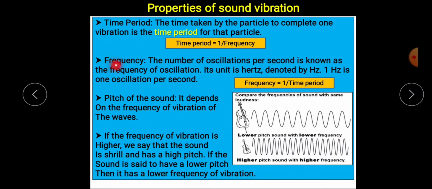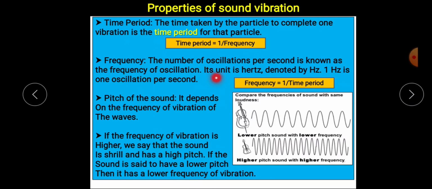Next is, what is frequency actually? The number of oscillations per second is known as the frequency of oscillation. That means in 1 second, how many times the object vibrates, or how many times it has made the oscillation. If in 1 second it has made only one, then its frequency will be 1. If it has made one oscillation, it has the frequency of 1.